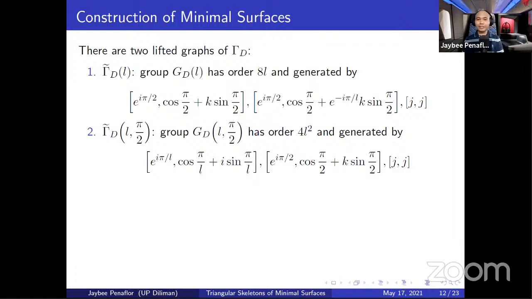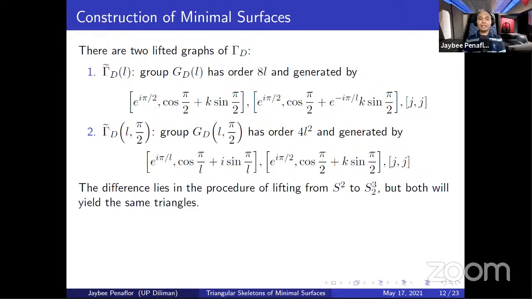I'm not going to show it here, but we can see that even if they are two different graphs, when you lift gamma sub D from S^2 to S^3 and get gamma tilde of L or gamma tilde of L and pi over 2, they may create different graphs, but both should yield the same triangle. So if we just look at the triangles, these two different lifted graphs should actually be the same.